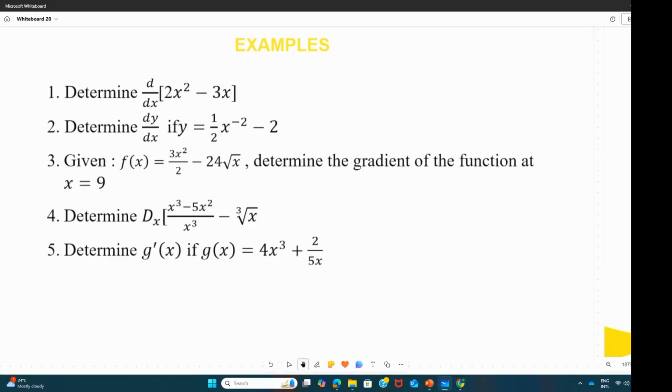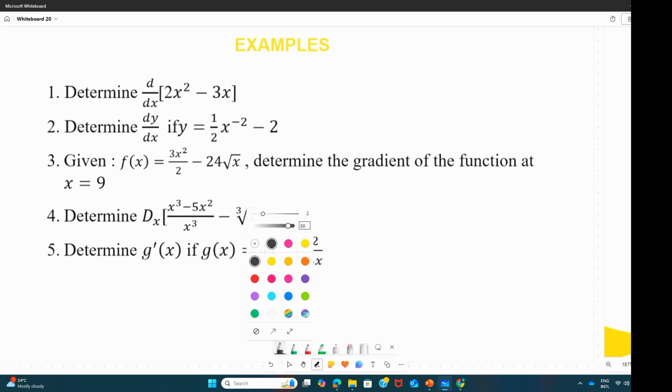So now you are given a function, f of x equals 3x squared over 2 minus 24 root x. Now you ask yourself the questions again. Do you see brackets there? And the answer is no. And then, do you see a radical sign? And the answer is yes, because there is a root x there. So before we differentiate, we need to look at these things. We remove the radical sign.